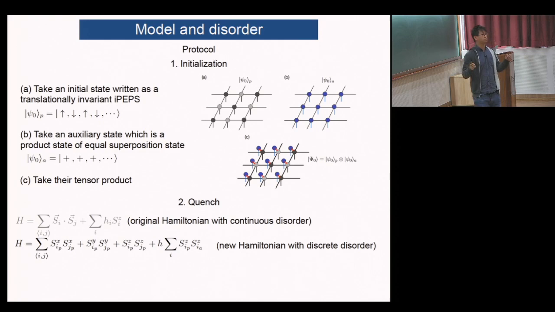But finally, you add a second term, a classical interaction between the physical spin and the auxiliary spin on each site. This is, in fact, the term that injects disorder from the auxiliary state into the physical state. So this is the term that is responsible for the discrete disorder. By changing the dimension of my auxiliary state here, I can increase the number of levels of my discrete disorder. Once I have this modified Hamiltonian that acts on this extended Hilbert space, I can do the quench with the modified Hamiltonian starting from my original initial state.